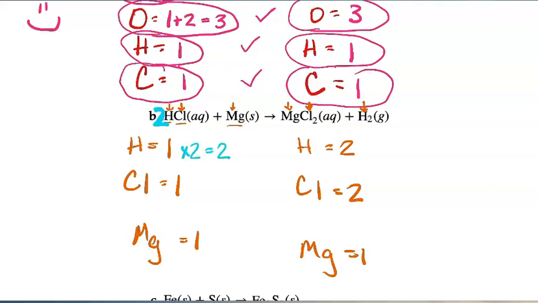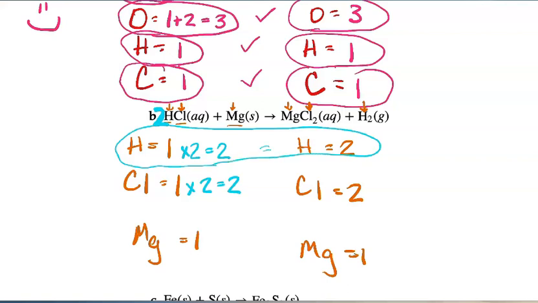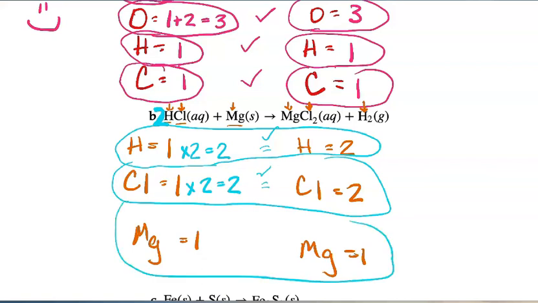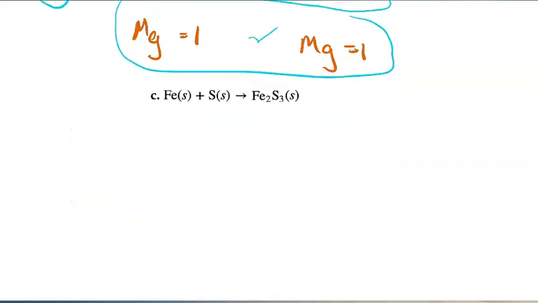But be careful, we didn't just change the hydrogen, we also changed the chlorine because it's hydrogen chloride. So it's together, or hydrochloric acid, since it's aqueous. So times 2, we get 2. Do we have the same number of atoms of hydrogen on the reactants as the products? Yes. Chlorine, yes. Magnesium, yes. So we are now good to go. We got that one balanced.